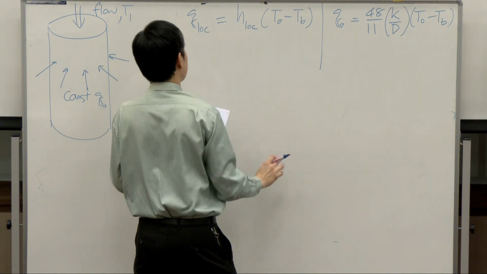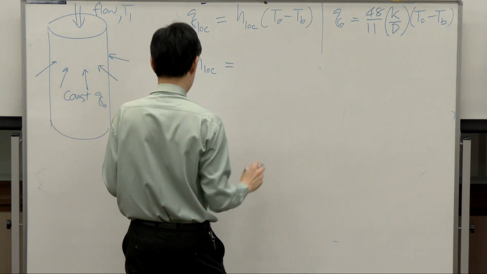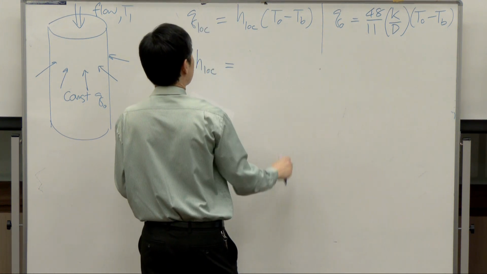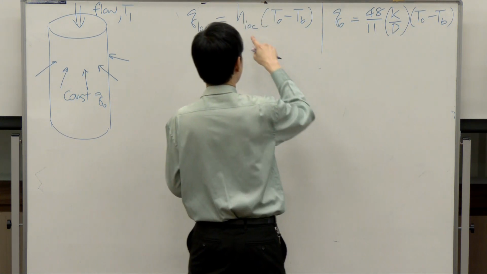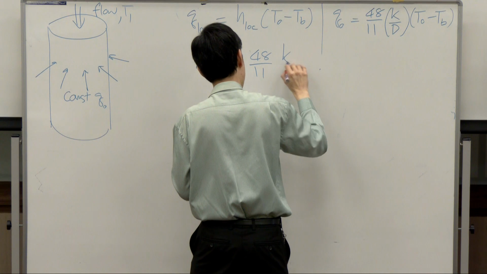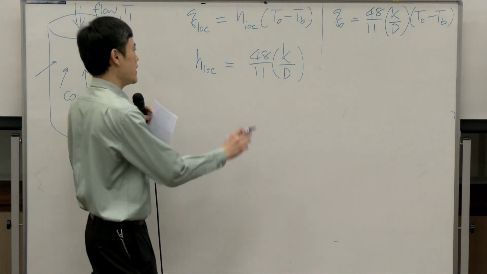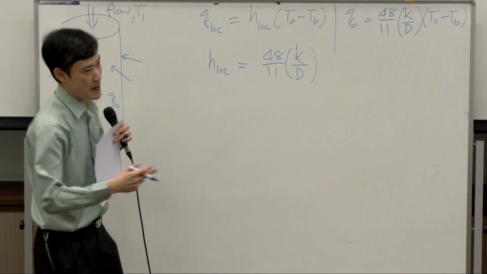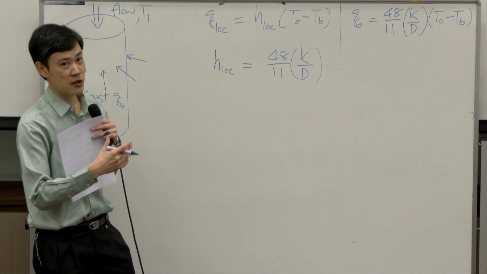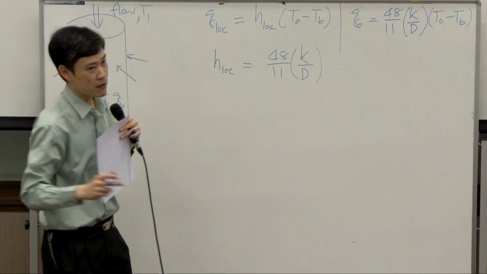This is the definition. So that means our local heat transfer coefficient can be calculated by equating these two equations. Delta T would cancel out, and I can get H local to be 48 over 11 K over D. Okay? So this is how we calculate the heat transfer coefficient based on our temperature profile. From the temperature profile, which was obtained microscopically, we can get this variable that can be used in the macroscopic balance.